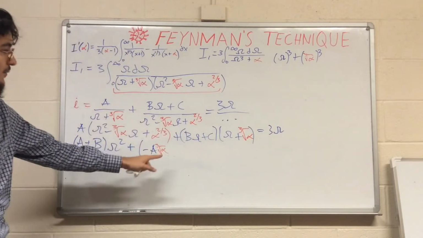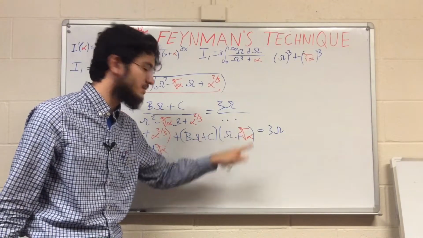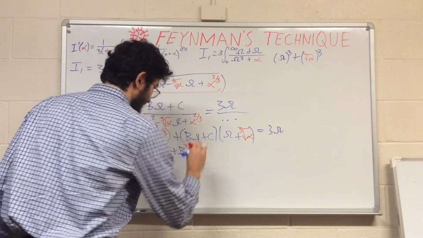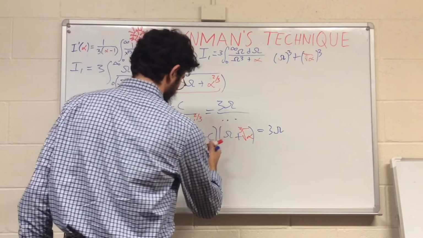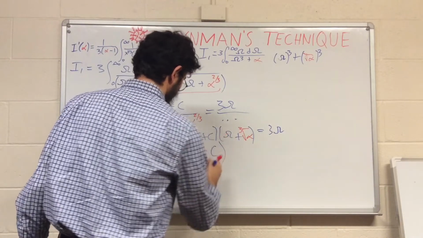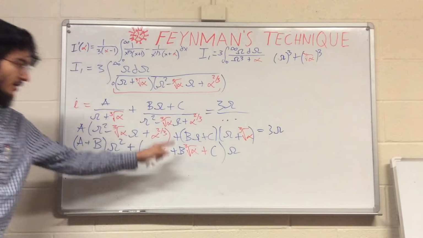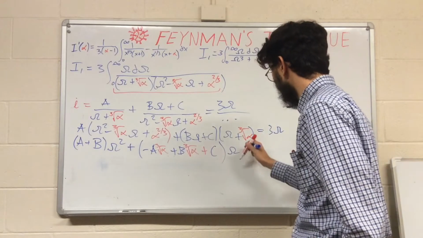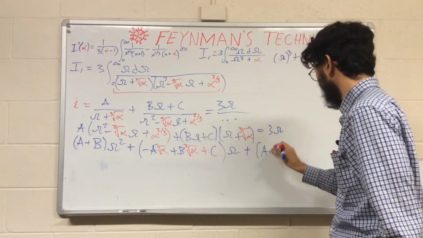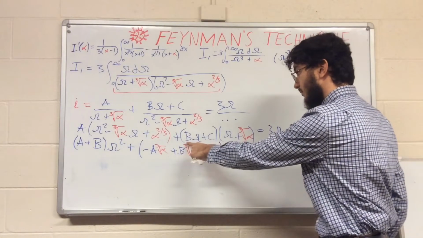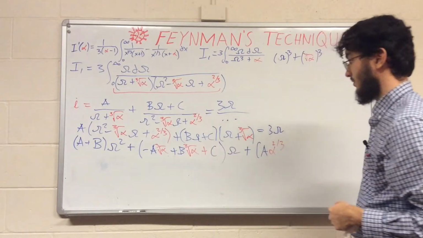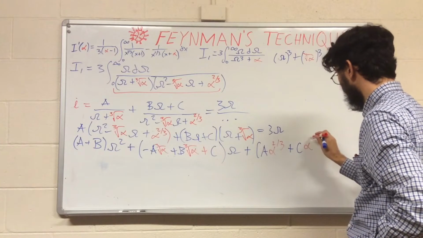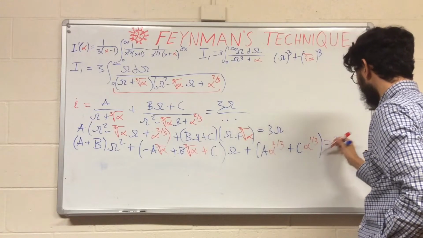What else do we have? We have B omega times the cube root of alpha, so plus B times the cube root of alpha. And we also have C times omega, so plus C, and then all of that is multiplied by omega. Finally, we have A times alpha to the 2/3, so plus A alpha to the 2/3, plus C times the cube root of alpha, so plus C times alpha to the 1/3. All of this equals 3 omega.